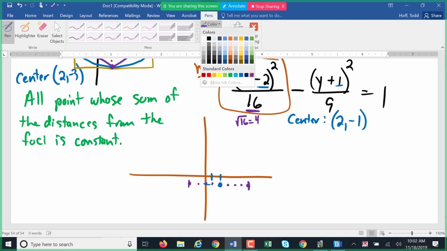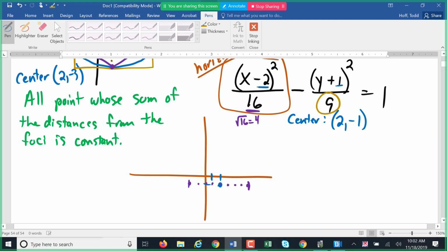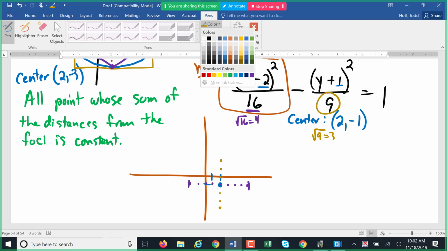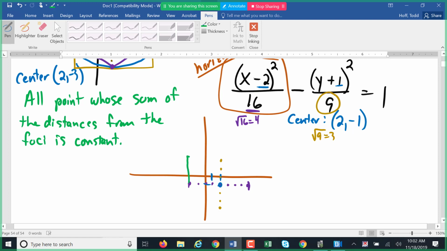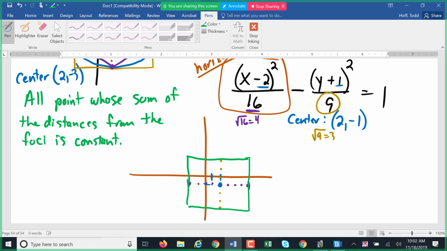In the vertical direction, the y squared is over the 9, so the square root of 9 is 3. So we go 3 units above and 3 units below that center. Now, just like we did for the ellipse, I'm going to draw in a box, a rectangle, at those dimensions. The difference is, instead of the ellipse, where the ellipse was contained inside that box and tangent on all 4 sides, the hyperbola is totally outside of that box.